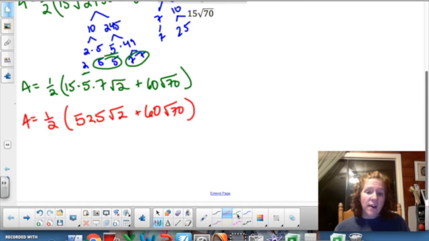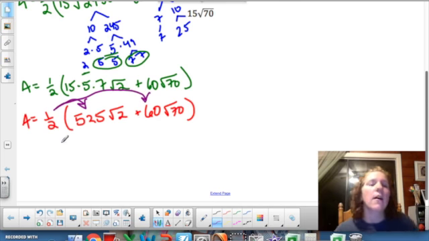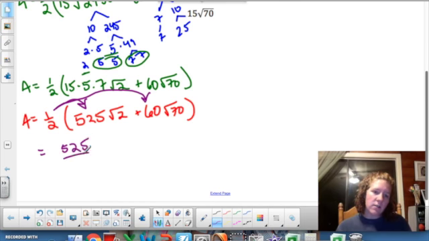And now I finally get to distribute this 1/2 into my sum because everything's simplified. I've done all I can do, and I'm going to go ahead and multiply everything by 1/2. Multiplying by 1/2 is the same thing as dividing by 2. So when I say 525 times 1/2, I can write it as a fraction like this, and then have my root 2, or I can put that in the calculator and get a decimal. It really does not matter to me because we're going to be estimating in a minute anyways. 1/2 times 60 is 30, because again, it's the same as dividing by 2, and I still have that root 70.